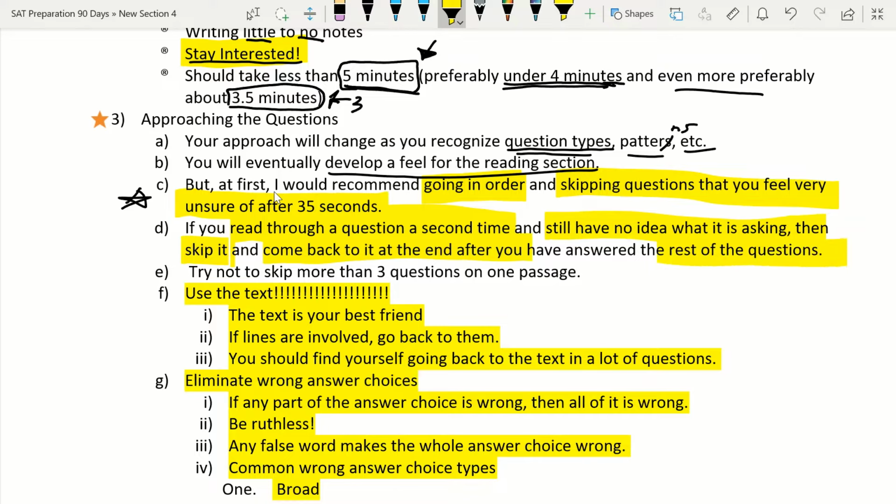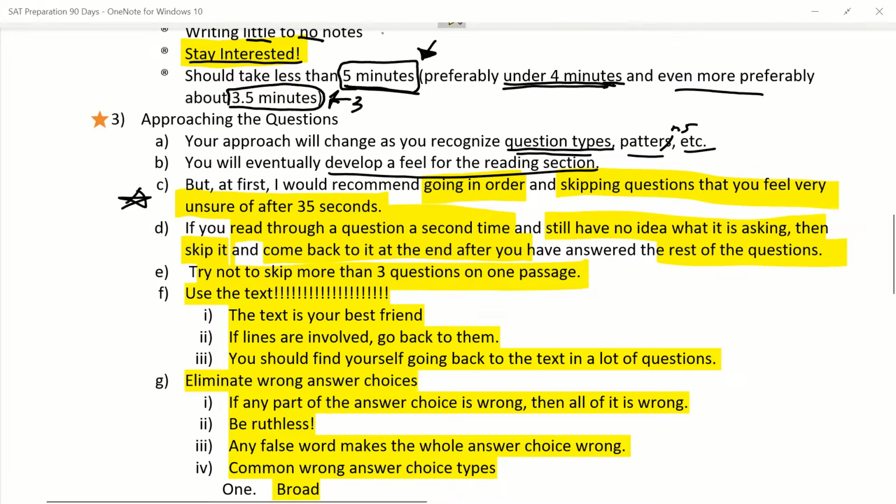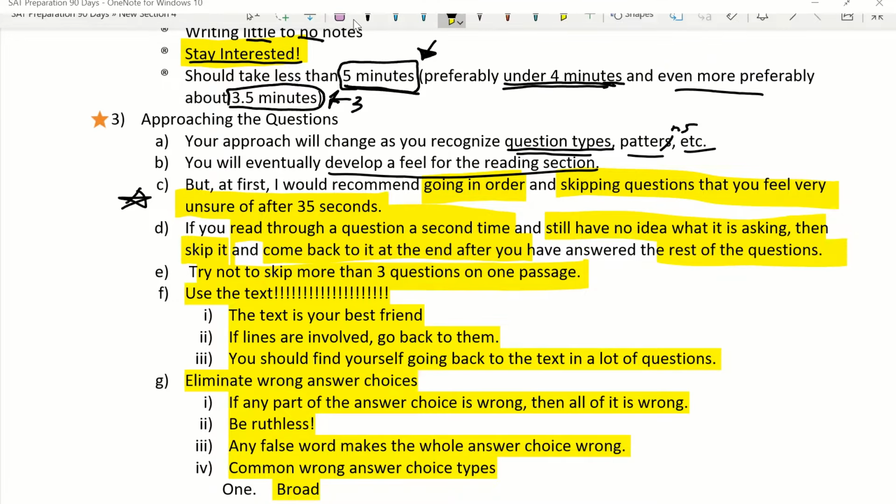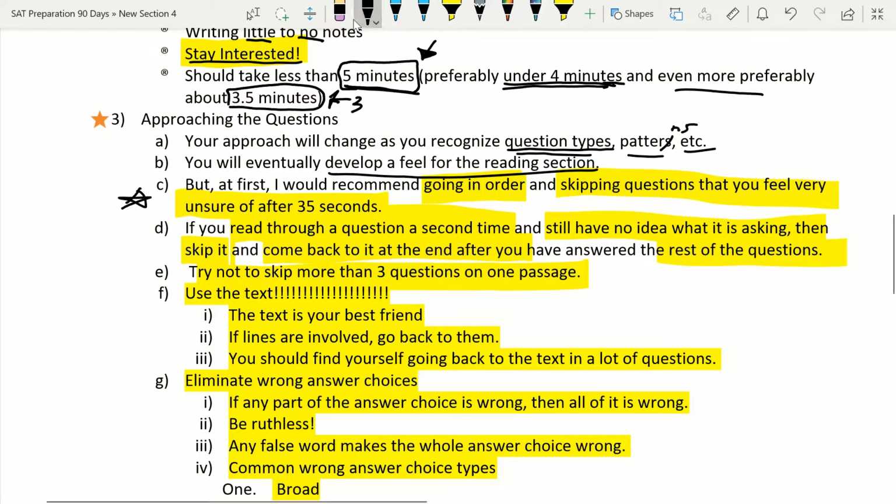Try not to skip more than 3 questions on one passage, because if you spend all that time reading that passage, you want to make sure you're rewarded for your time. There are generally 10 questions per passage. I'll go ahead and use my pen real quick, switch to that, if it'll let me. So you've got 10 questions basically on each passage. If you're skipping more than 3, then the most that you can get is 60%. That's the most you could get for reading that passage.